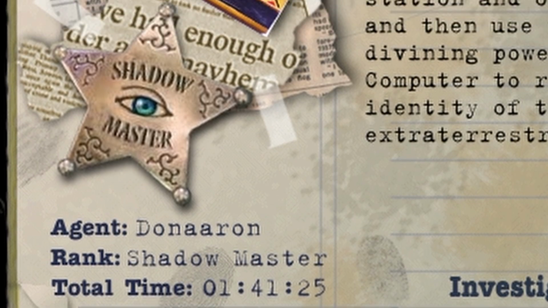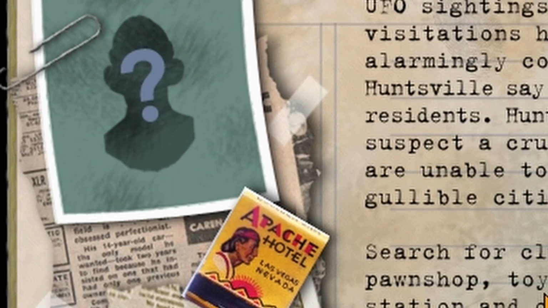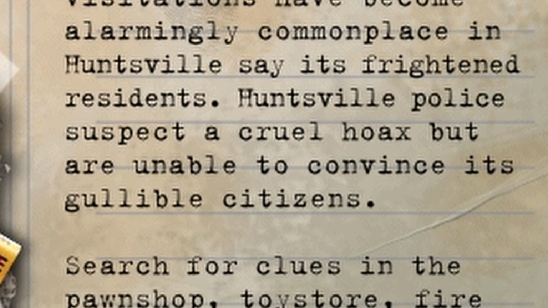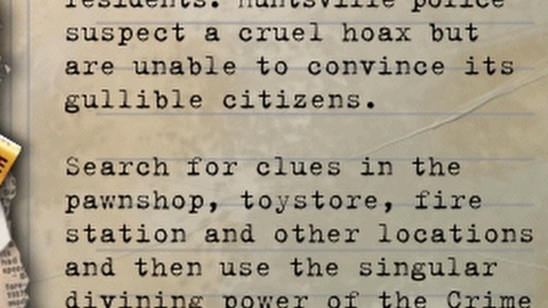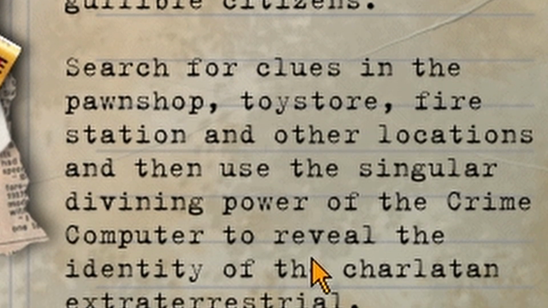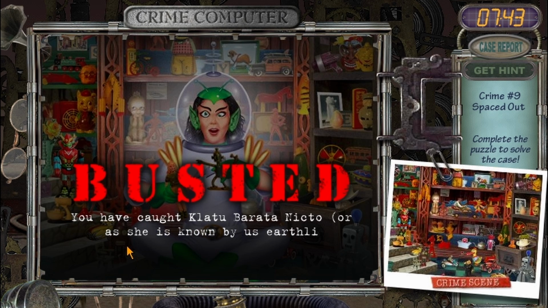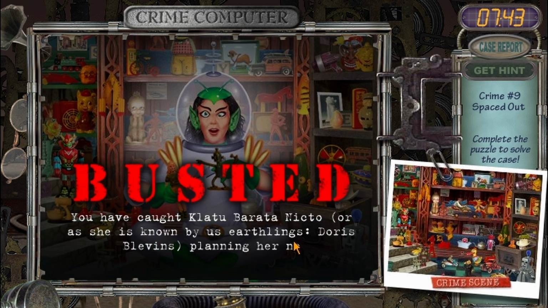The ninth case with a ranking of a Shadow Master is called Spaced Out. Someone has been terrorizing Huntsville with UFO sightings and alien visitations. This caused confusion and panic among the residents. The protagonist found out that it was Doris Blevins, alias Klaatu Baratsanikto, with her delusions about aliens.